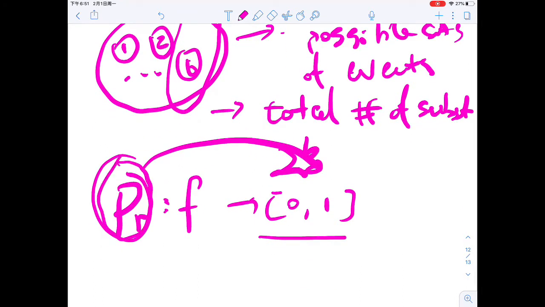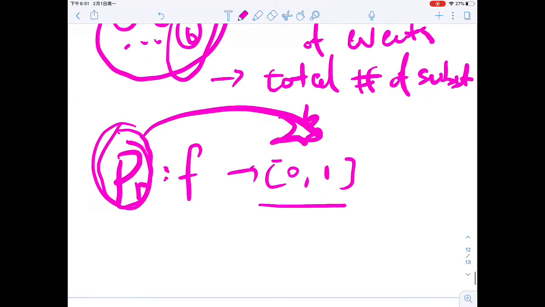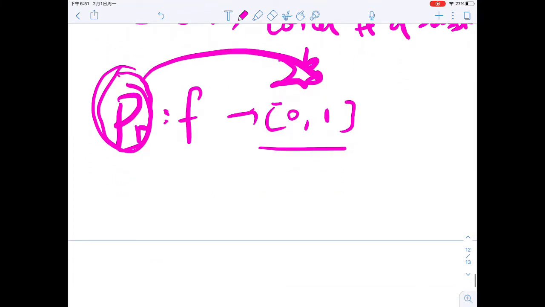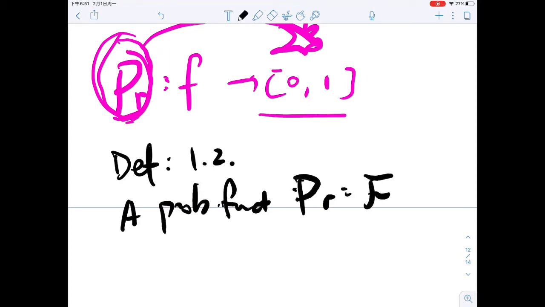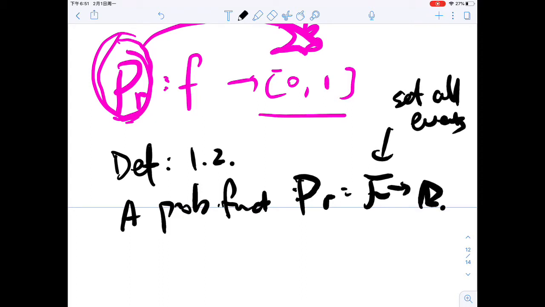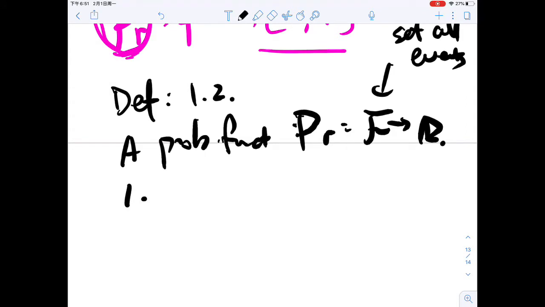So the probability function itself is part of the definition. And of course, in order to make this probability function a legitimate function, we also need to impose additional constraints. The additional constraints we are seeing here are the definition of 1.2. So a probability function maps F, the set of all events, to real numbers, and then has to satisfy a number of conditions.